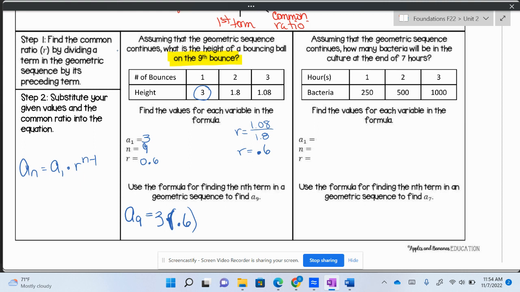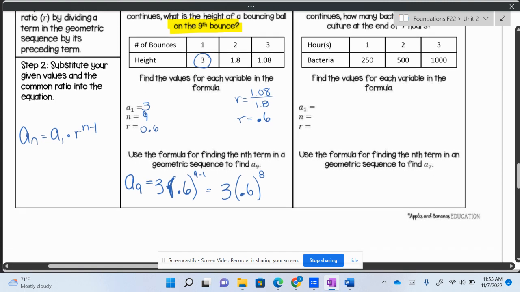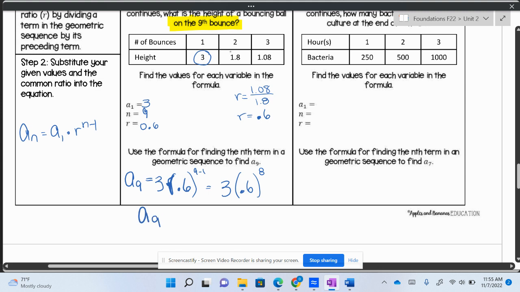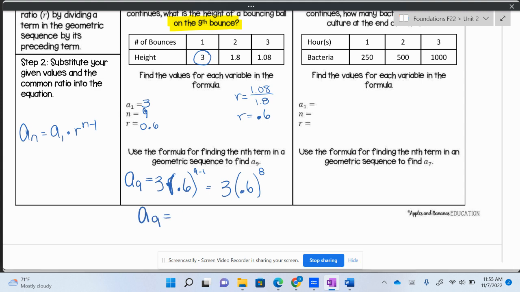So if I'm looking for the 9th term, n is 9 minus 1. So really, I'm taking 3 times 0.6 to the power of 8. So find out what 0.6 to the 8th power is and multiply that by 3. Give me 4 decimal places. Good job. And I'm going to change those to squigglies because it's approximate.